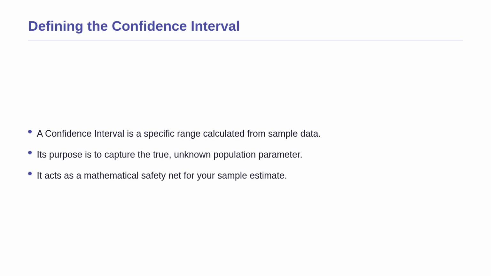Building on that idea of a calculated range, let us look at the formal definition. A confidence interval, often abbreviated as CI, is a specific range of values calculated from your sample data. Its entire purpose is to capture the true, unknown population parameter. Think of it as attaching a mathematical safety net to your sample's estimate. Because we know our sample might be slightly off from the true population, this interval accounts for that natural random variation. It gives us a lower bound and an upper bound, creating a window where the universal truth is most likely to be found.